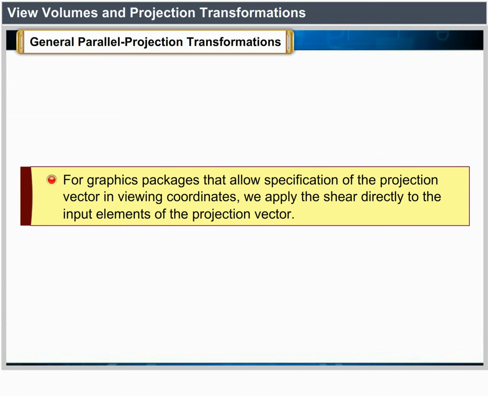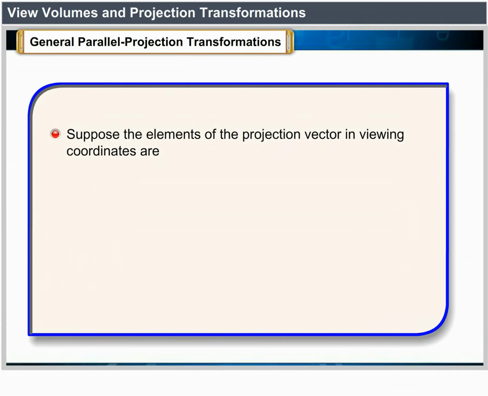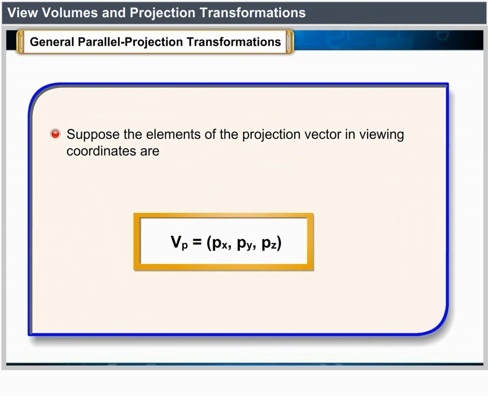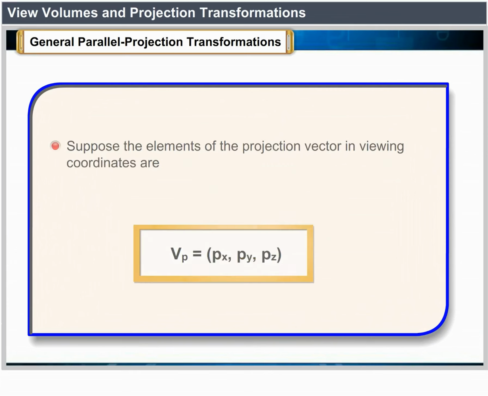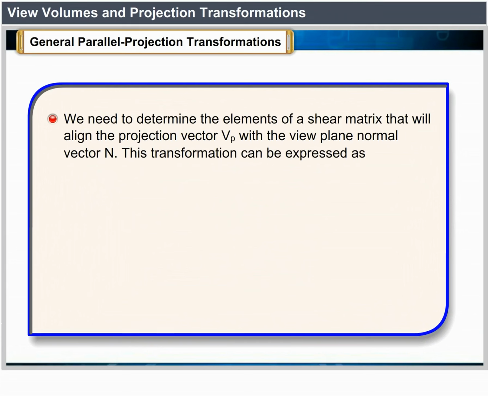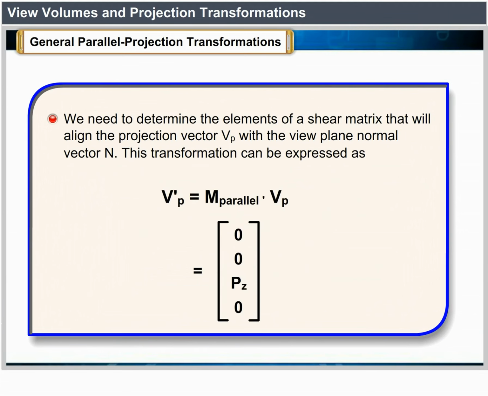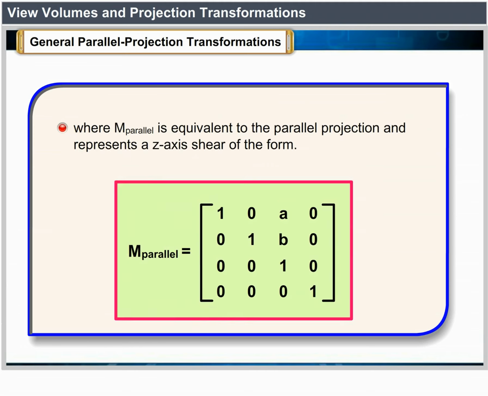Suppose the elements of the projection vector in viewing coordinates are Vp equals (Px, Py, Pz). We need to determine the elements of a shear matrix that will align the projection vector Vp with the view plane normal vector n. This transformation can be expressed as Vp' equals M_parallel times Vp, where M_parallel is equivalent to the parallel projection and represents a z-axis shear of the form shown below.